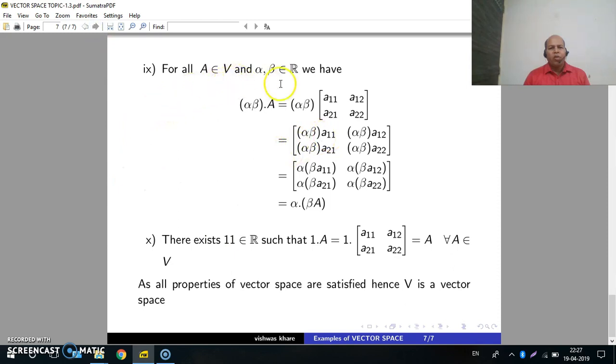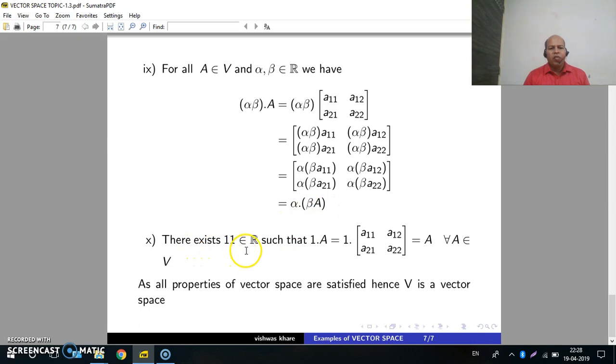Ninth, for all A belonging to V and alpha, beta belonging to R, we have alpha beta dot A is alpha beta A11, A12, A21, A22, which is the same as alpha beta A11, alpha beta A12, and so on, which can be written as, because alpha is a real number, beta is a real number, A11 is a real number, alpha in bracket beta A11, and so on. We can write it the same way, which is equal to alpha dot beta A. Hence we got alpha beta dot A is alpha dot beta A. So this property also satisfied.